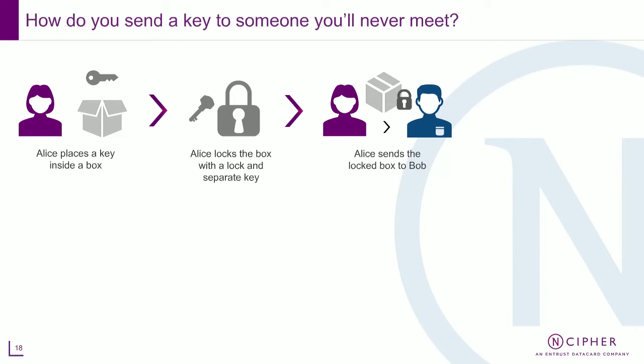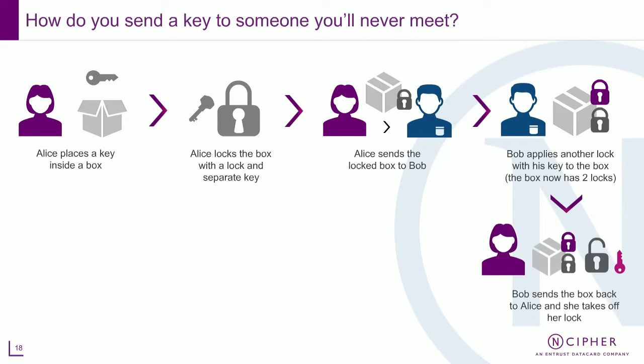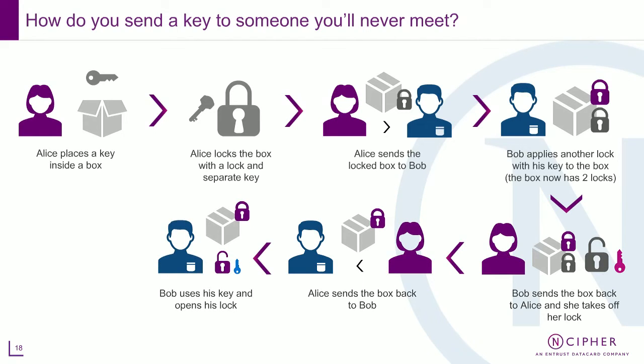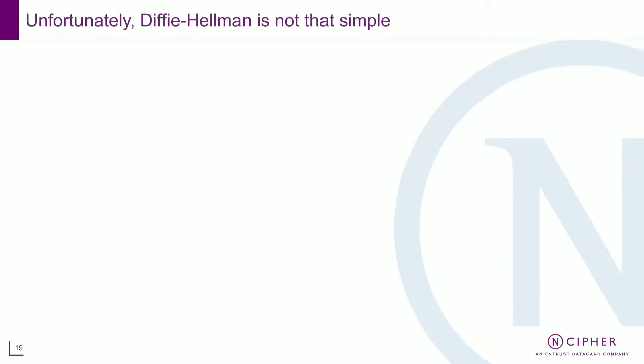She then sends that box to Bob, and Bob takes the box and puts his lock on the box. He then sends the box back with both locks on it, and Alice removes her lock from the box. She then sends the box back to Bob, and then Bob is able to take his lock off the box, and then he's able to get access to the key. It's a pretty simple way of doing this, and this is a way that nobody in the middle can open up the box. Now, unfortunately, Diffie-Hellman is not that simple.